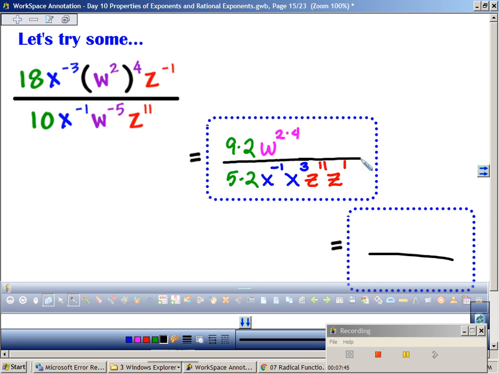So take a look at it. What did I forget? The w to the negative 5. The w negative 5 needs to come up in the numerator as a positive 5. Better? Take a look at it. Our goal is to make all of our exponents positive. I'm not done yet. Okay, are we good? Can I move on?